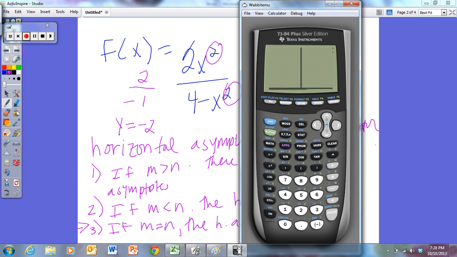Alright, I'm in a nasty window right now. So remember, to get back to your 10 by 10, you just do zoom 6.